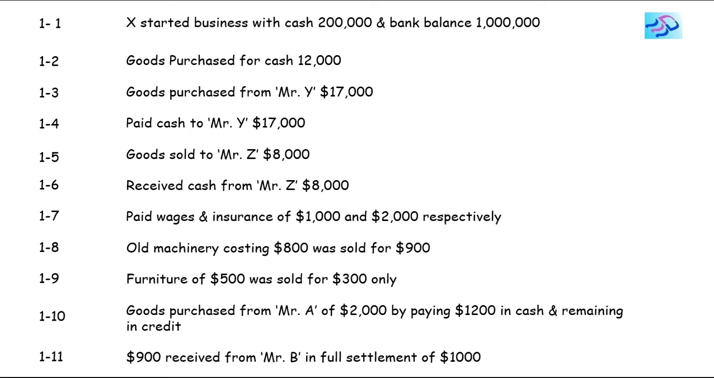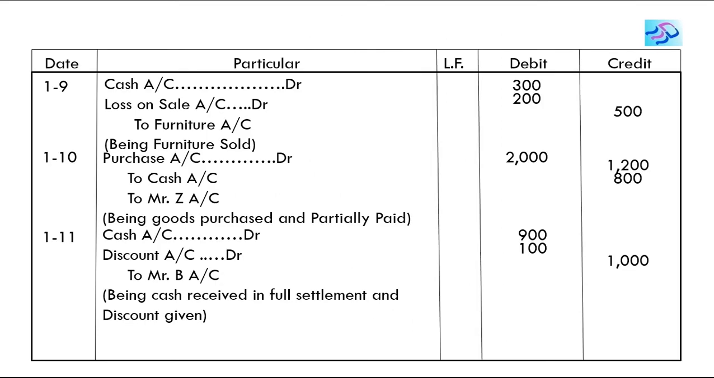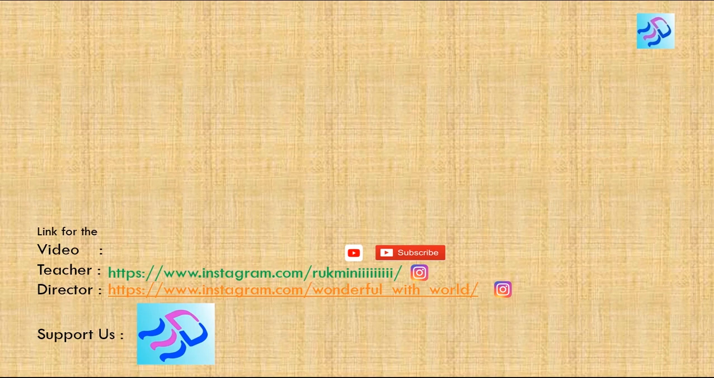So giving discount to other is an expense to us. So the entry will be cash account debit 900, which we received only 900. Expense, the discount here seems to be our expense. So discount account debit 100 to Mr. B account 1000. So this much for today.